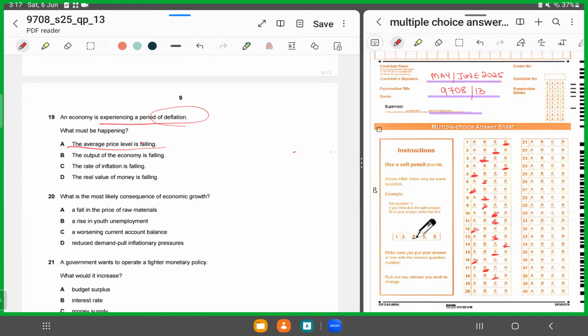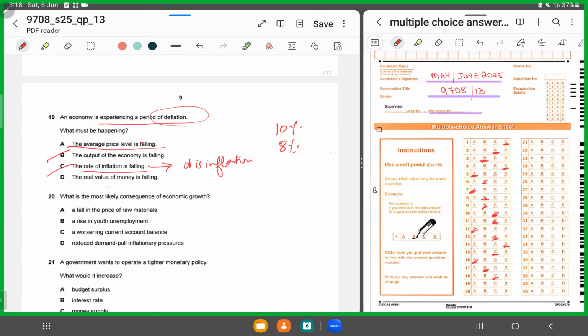But why can't it be B, C, and D? B says the output of the economy is falling. It has got nothing to do with the output. C says the rate of inflation is falling. It cannot be C, because if we are talking about the rate of inflation falling, this means we are talking about disinflation, right? So if initially the inflation was 10% and now the inflation is 8%, even though the rate of inflation is falling, there's still inflation. Inflation is still rising. But here they are saying it's deflation, and deflation is negative inflation where the average price level is falling. So it's not C, it's not B.